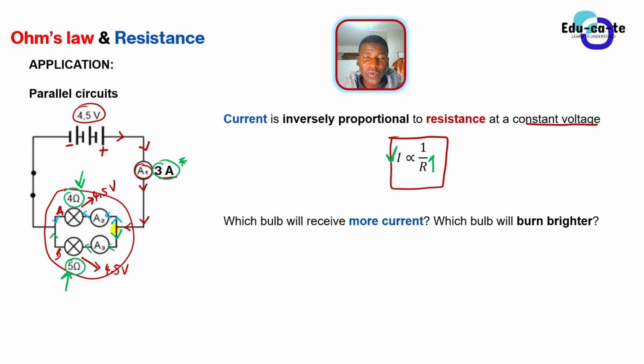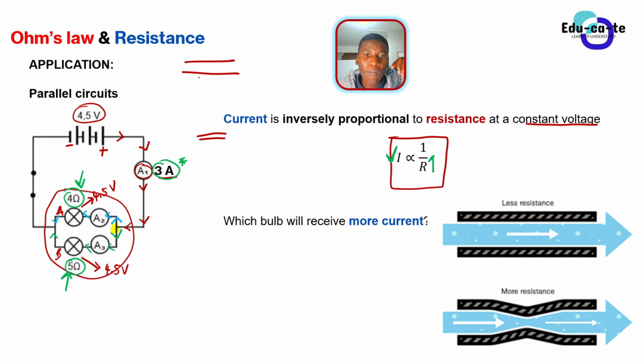I mean, think about it. When you say that something is resisting, it just means it is opposing the flow of something, right? So if we take a pipe that is open like this, then we take a pipe that is narrow like this, and we put some water in each pipe. Which pipe will allow more water to flow? The one that is wider or the one that is narrower? Obviously, the one that is wider will allow more water to flow. Same thing, the one that is narrow will allow less water because it is narrower.